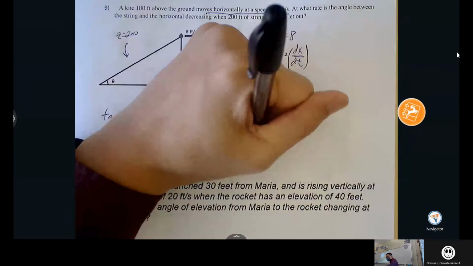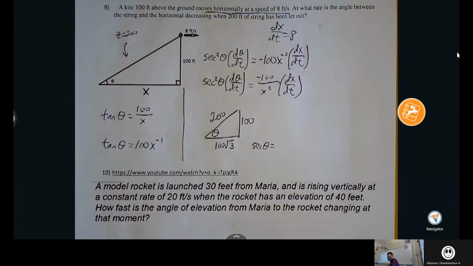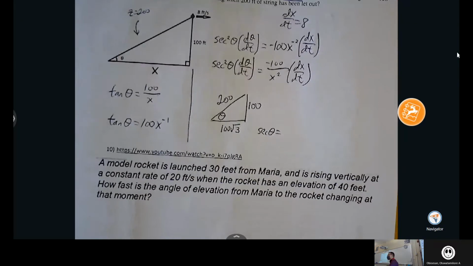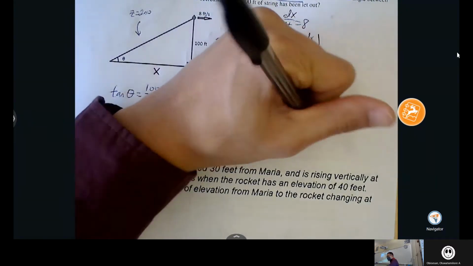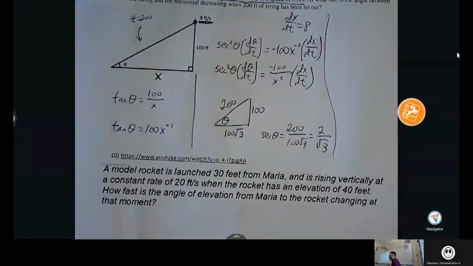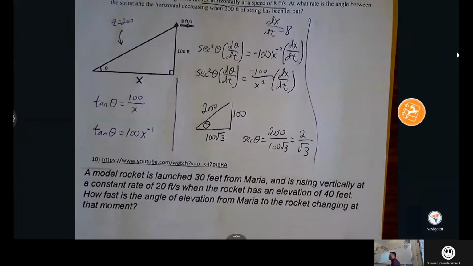Okay, so now we can figure out what secant theta is, right? Is that hypotenuse over adjacent? Mm-hmm. So it's 200 over 100 root 3. Which reduces. Yeah, so now it gets easier, right? Now you're just plugging in and keeping track of your numbers.